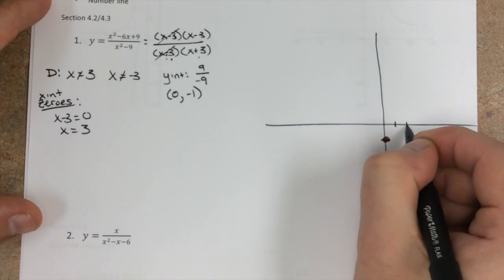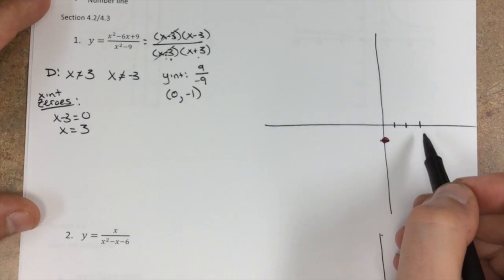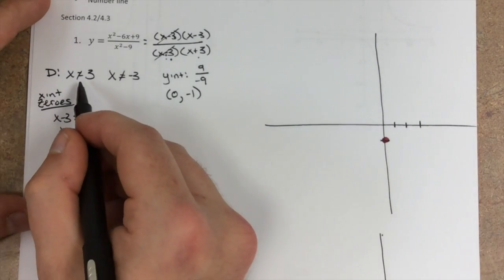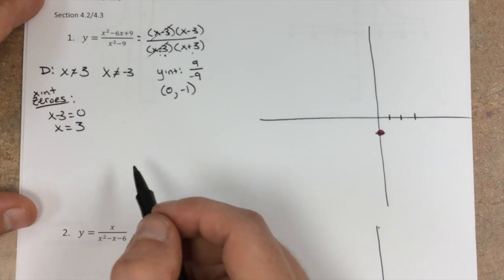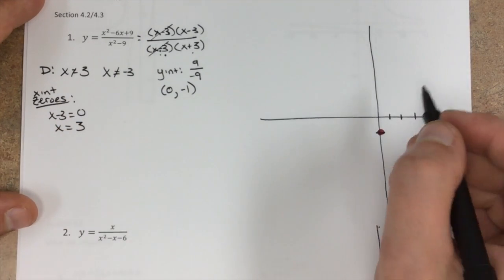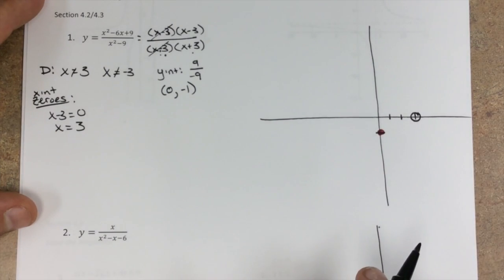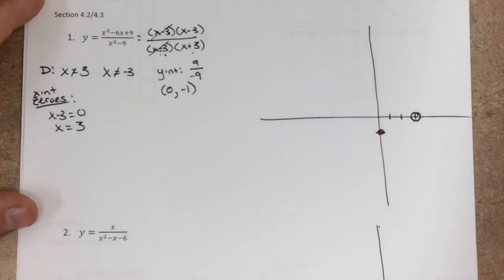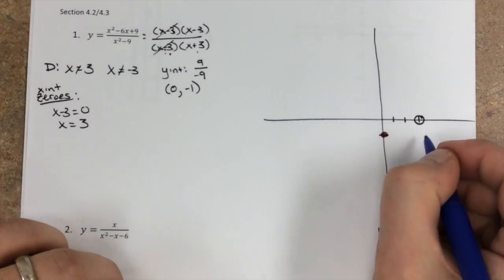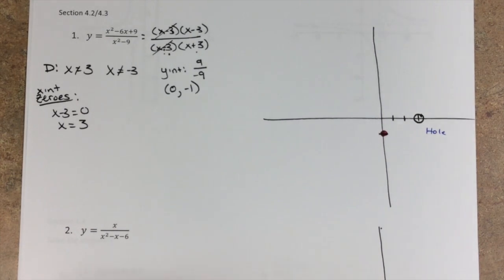And go 1, 2, 3. Well, look, I should have an x-intercept at 3, but I wrote that x cannot equal 3. So when we get something like this case, we put an open circle there. That's called a hole. I'm just going to write that in a different color. That's where a graph cannot exist.